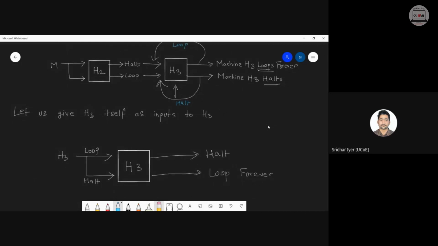So what exactly happens is, if I take the same output and feed it again over here, then what will happen? I am sending H3 as input to H3. But what happens is, if the input is loop, the output is halt. And if the input is halt, the output is loop. Is it possible? You only tell me.